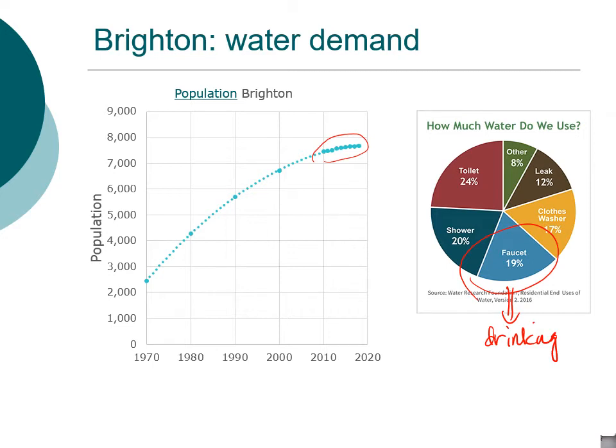And you can see here, as I mentioned, leakage typically is about 10%. A poorly managed system can be upwards of 30 to 40% losses.